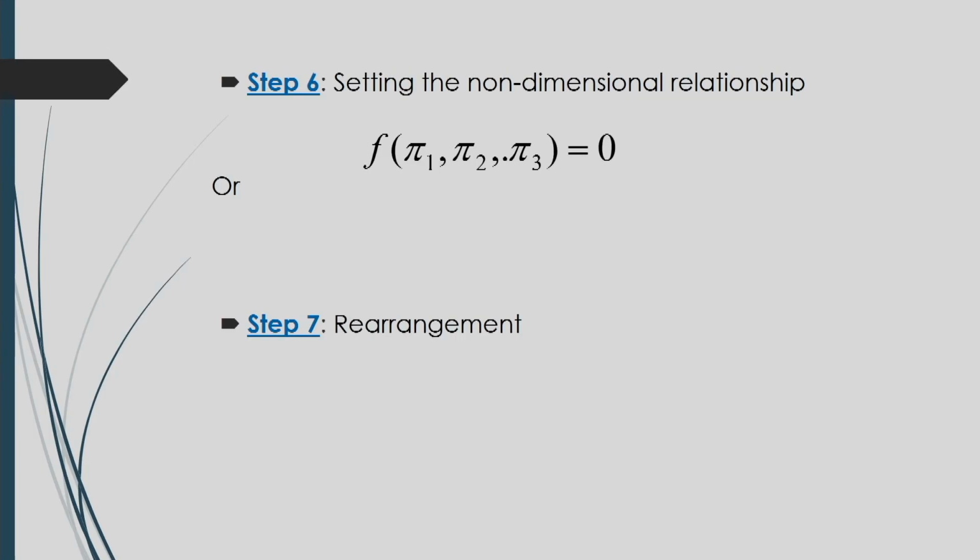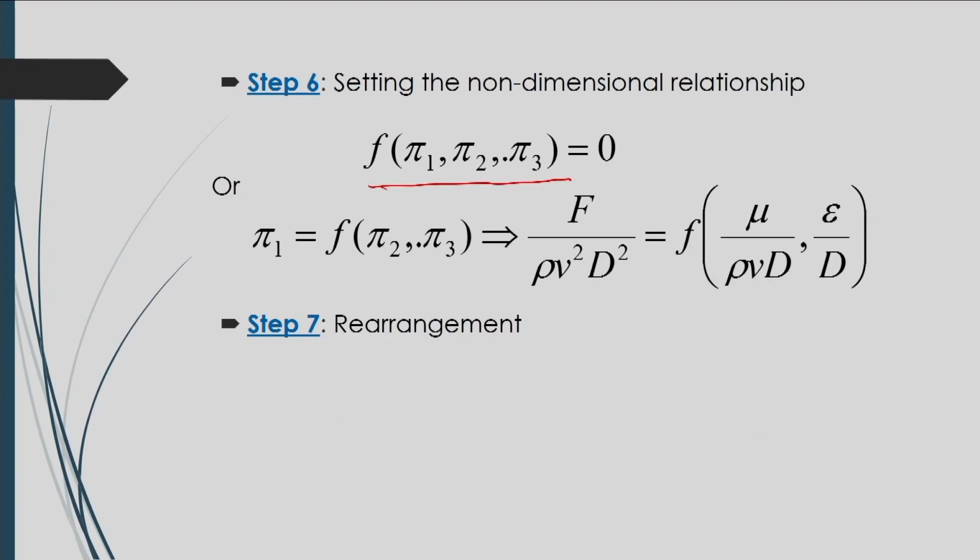Now, you have to make the functionality based on the dimensionless groups that are formed based on the dimensional analysis. So, that will be a function of pi 1, pi 2 and pi 3 equal to 0. And after that you can make any relationship like pi 1 is a function of pi 2 and pi 3, or you can say that pi 2 is a function of pi 1 and pi 3, or pi 3 is a function of pi 1 and pi 2.